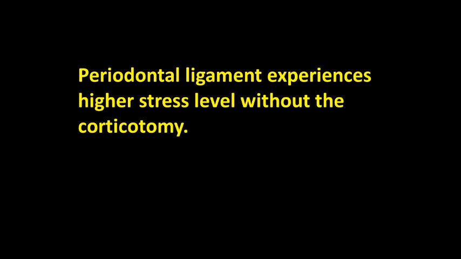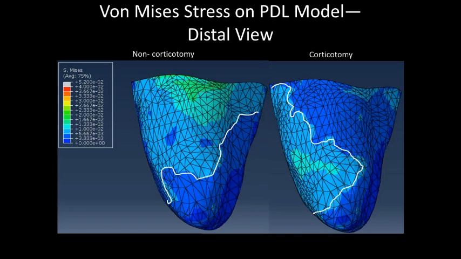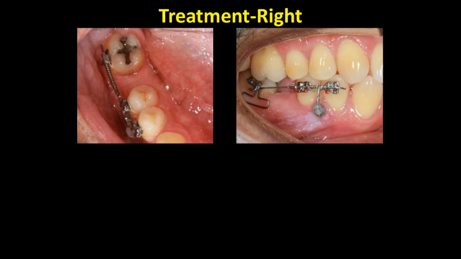Simulated forces were applied at the attachment region on the bracket. The periodontal ligament experiences a high stress level without the corticotomy and a minimal stress level with the corticotomy. So the von Mises stress on the PDL model we see from a distal view, and the forces are distributed much more and more localized on the distal in the non-corticotomy. Now let's get to something that's not Greek and see exactly what we can do.